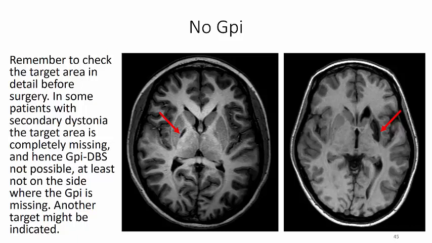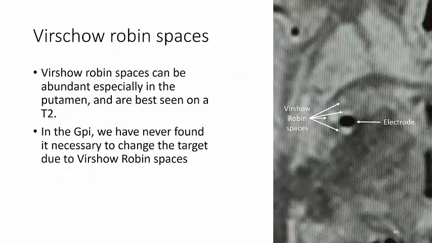Remember also to check the target area in detail before surgery. In some patients with secondary dystonia, the target area is completely missing, and hence GPI DBS is not possible, at least not on the side where the GPI is missing. Another target might of course be indicated. Concerning Virchow-Robin spaces, these can be abundant, especially in the putamen, and they are best seen on the T2 MRI. In the GPI, we have never found it necessary to change the target due to Virchow-Robin spaces.